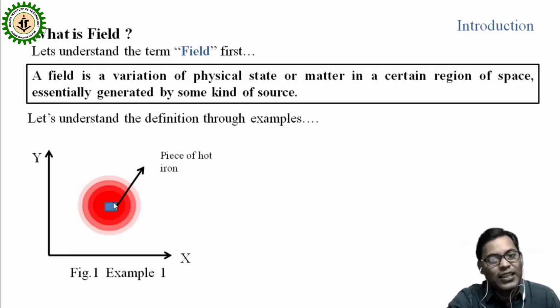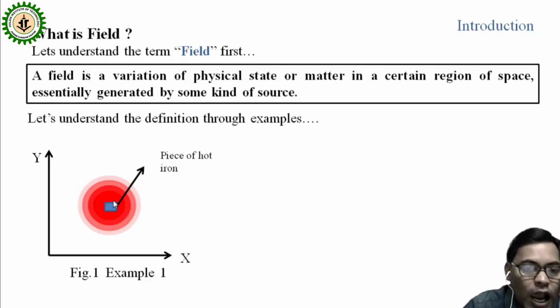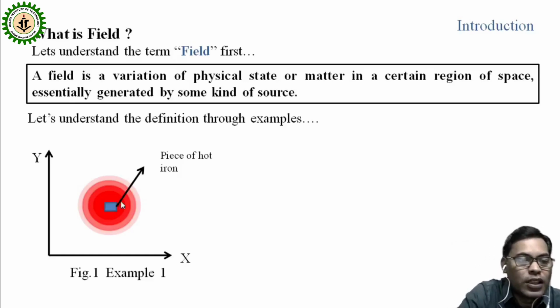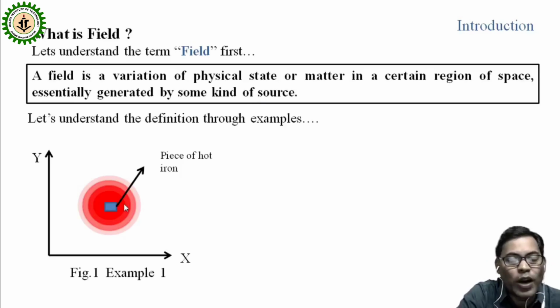So in a certain region of space the physical state or matter will vary, and this variation of the physical state is generated by some kind of source, and this source here is the piece of hot iron. So I think you understood the definition from this example. Now let us take another example.